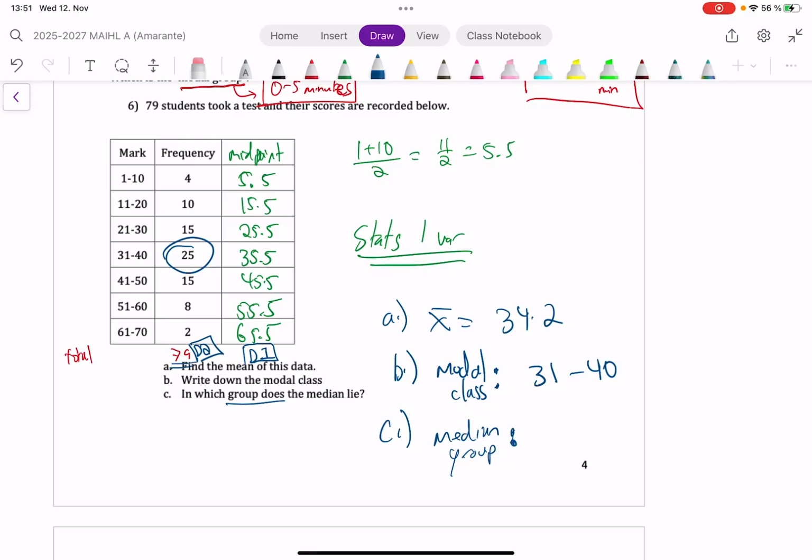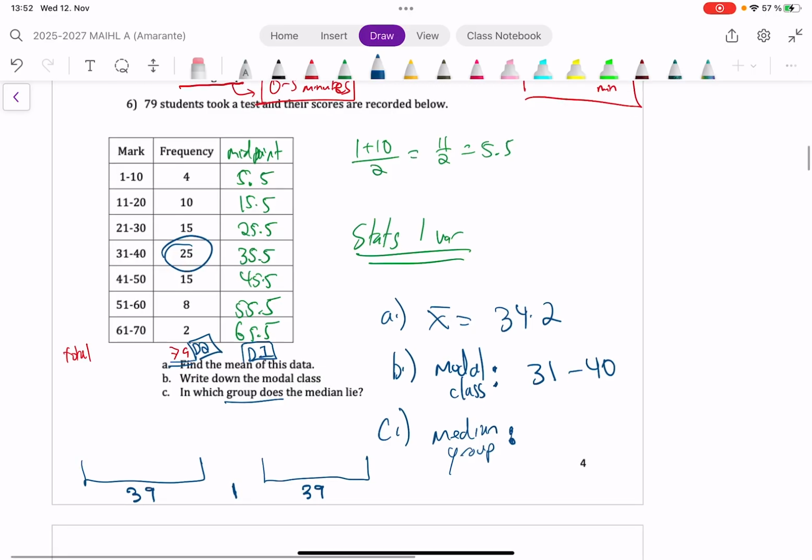So in total there are 79, right? And so that means that if I have 79 data points, if I do 39 over here and 39 over here, that's a total of 78. And then there's one that sits in the middle. So I'm looking for the 40th data point as the median. And so I kind of have to add up as I go and figure that out.